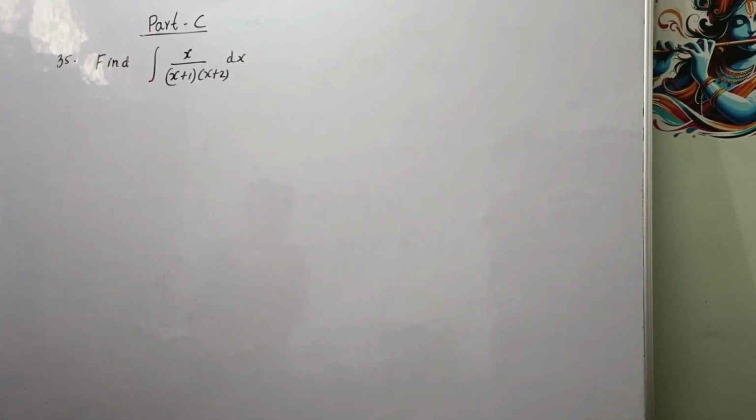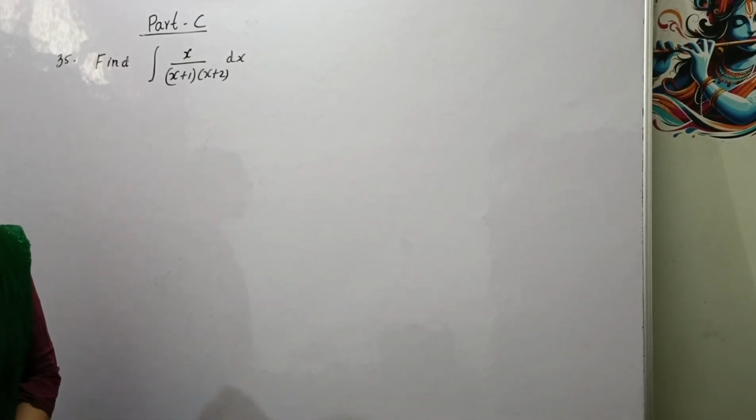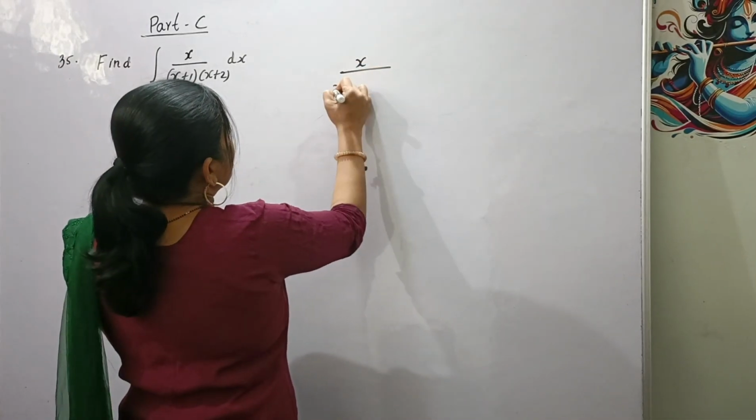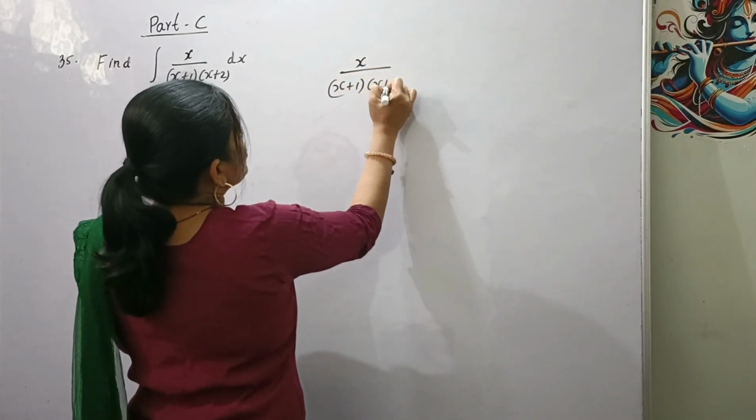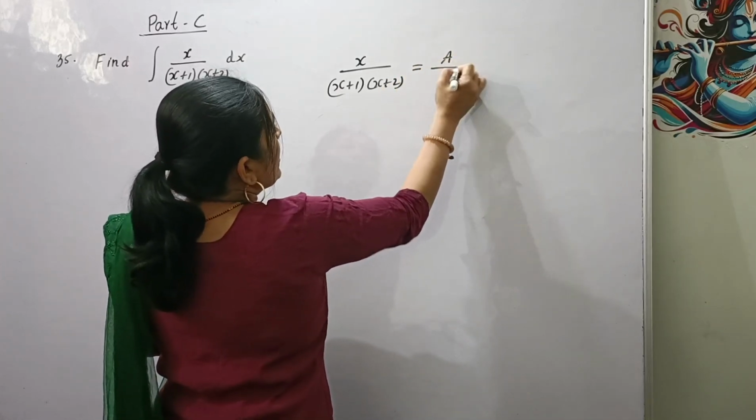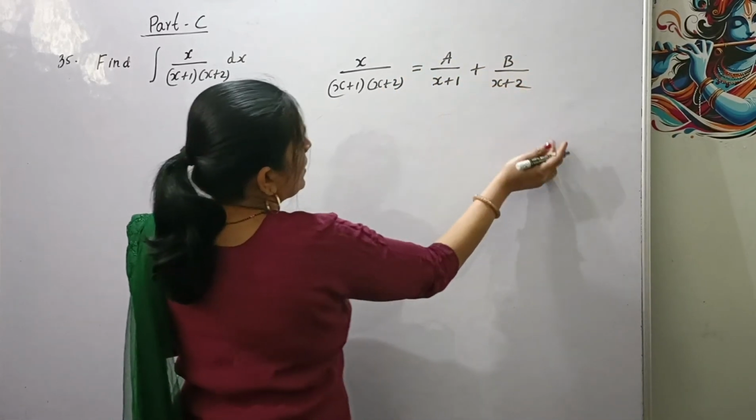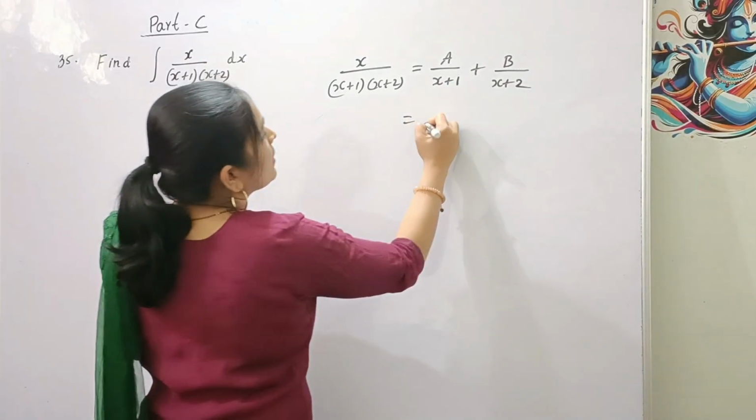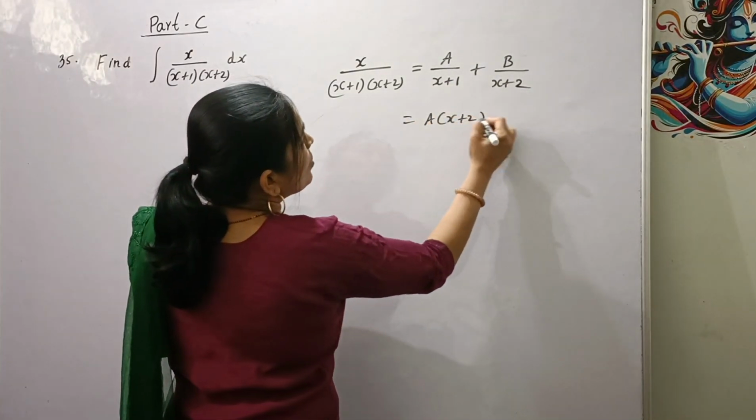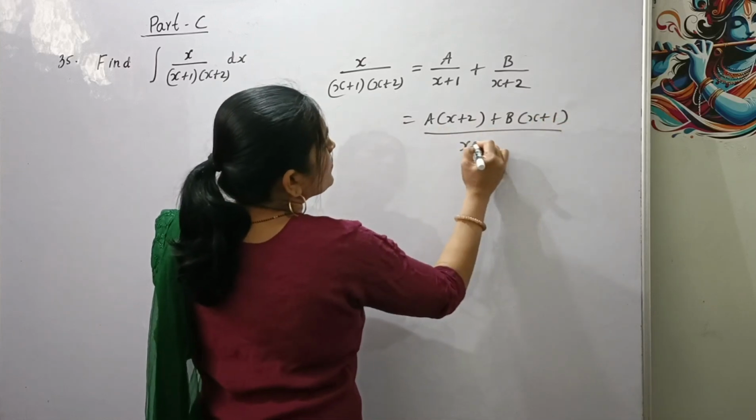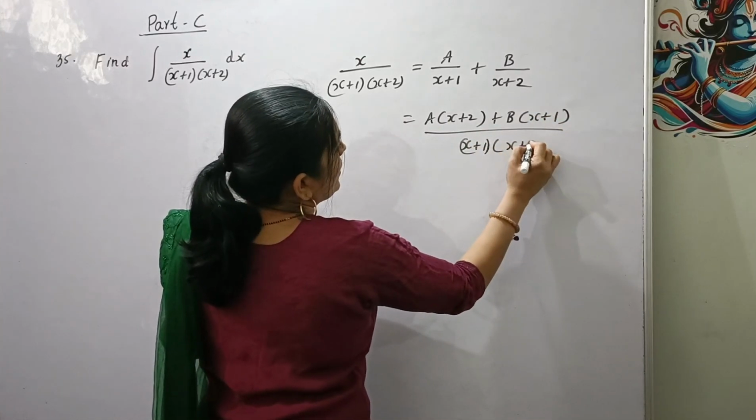Find integral of x divided by (x plus 1) into (x plus 2) dx. Apply the method of integration by partial fractions. So, the integrand can be written as x divided by (x plus 1) into (x plus 2), that is equal to a divided by (x plus 1) plus b divided by (x plus 2). Take LCM, a into (x plus 2) plus b into (x plus 1) divided by (x plus 1) into (x plus 2).